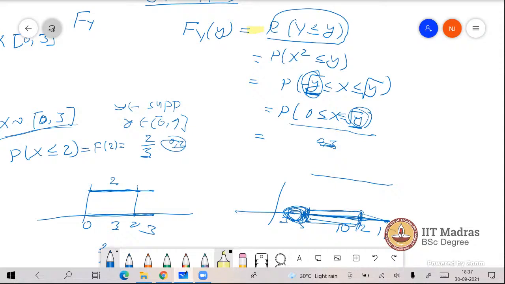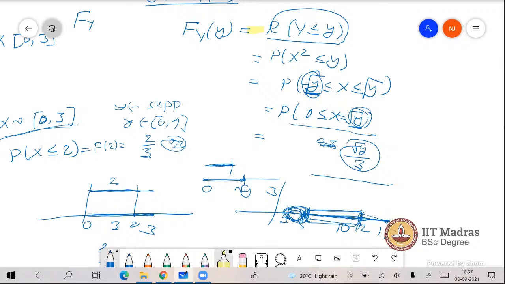What is the probability of that? Just the length of that, right? Let's say this is your 0 to 3, and root y is somewhere here. So what is this length? This is just root y, and the total length is 3. So the probability of this will be root y by 3, right?